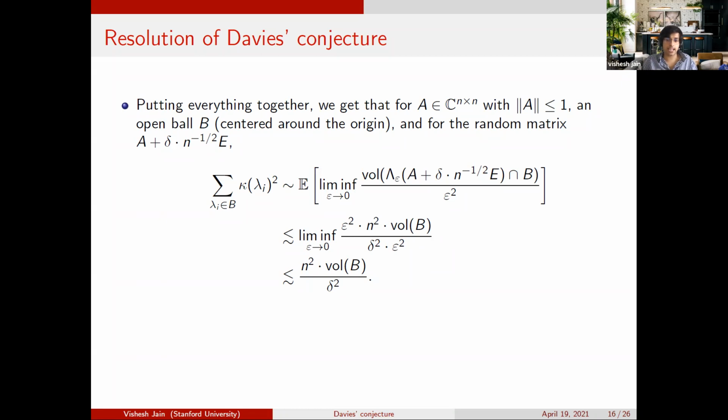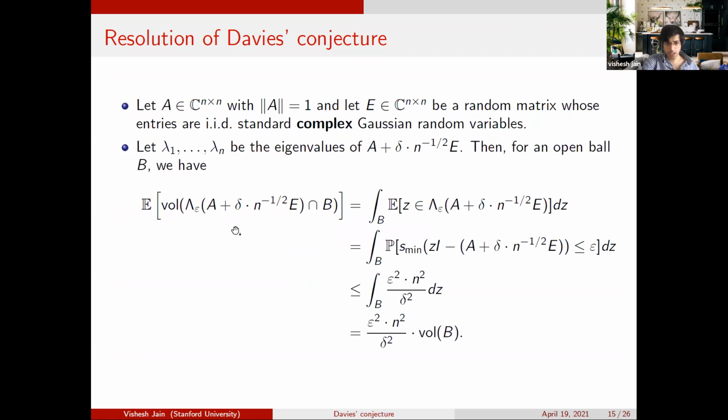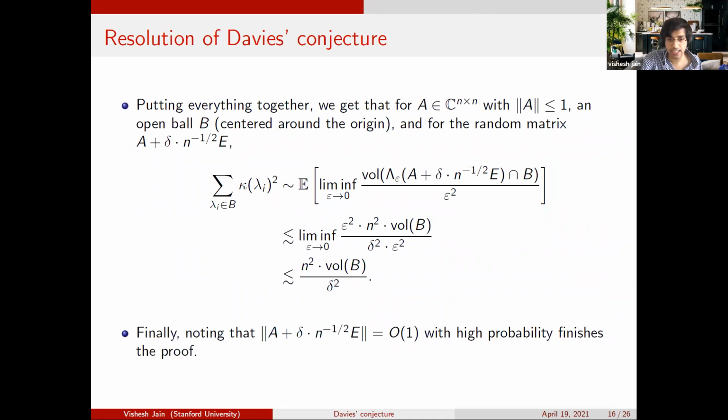What I want to emphasize here is not all of these calculations, but the fact that when you're talking about the pseudospectral volume, one way to bound it is by integrating over shifts with respect to z the probability that the smallest singular value is less than epsilon, right? You want it to be order epsilon squared. The reason being that if it's order epsilon squared, then you can divide by epsilon squared and take the limit as epsilon goes to 0. When you do this, everything works out, and you get this resolution of the Davies conjecture in the complex case.